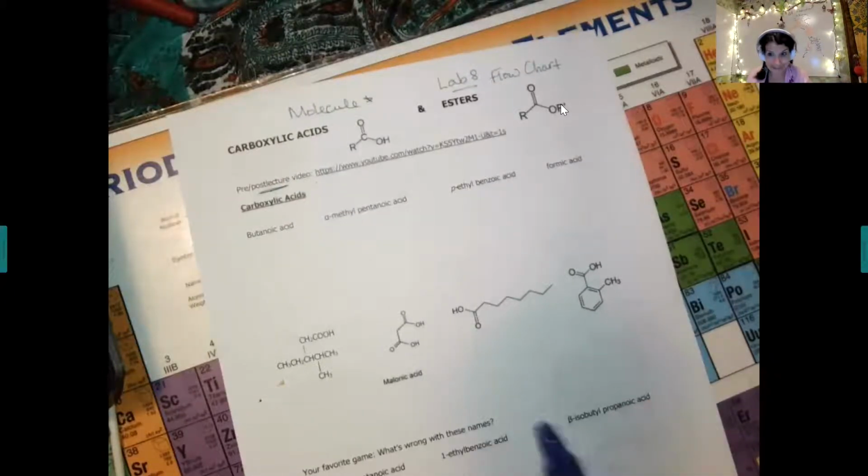All right, so let's talk about carboxylic acids, and then we'll talk about esters. These are always taught together, like ketones and aldehydes were. So they both have double oxygens, and that's actually key. They both have that double bonded oxygen, and then they have this other oxygen.